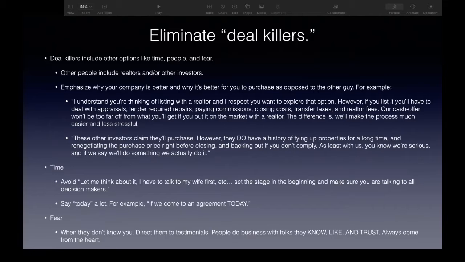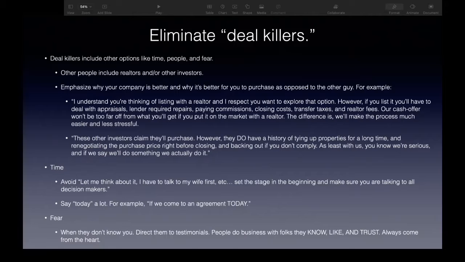Let's talk about people first. Other people include realtors and investors, and it's so fun doing this. I love doing this. Emphasize why your company is better and why it's better for you to purchase as opposed to the other guy. For example, and I wrote this a while ago, so if I stumble a little bit, don't mind me.